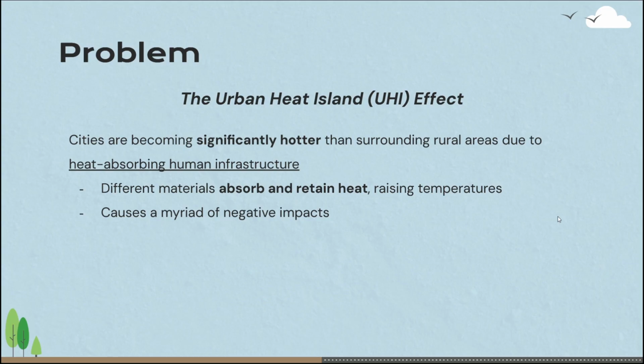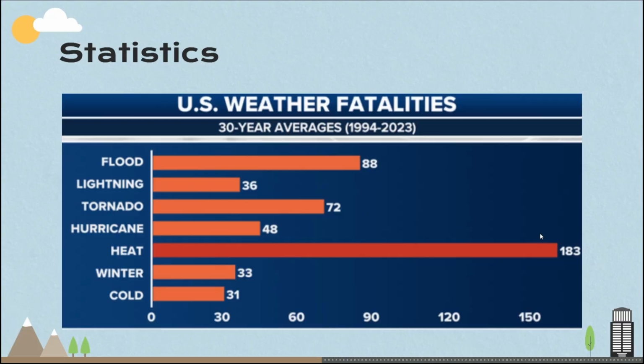So here's the problem. It's the urban heat island effect. Cities are becoming significantly hotter than surrounding rural areas due to heat-absorbing human infrastructure. Dense building clusters, dark asphalt, concrete, etc. They absorb and retain heat, raising temperatures in urban areas. This causes increased health risks, higher AC costs, and greater carbon emissions.